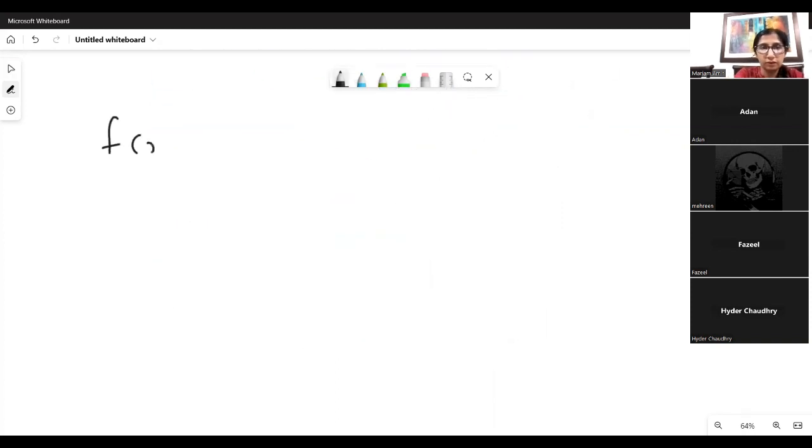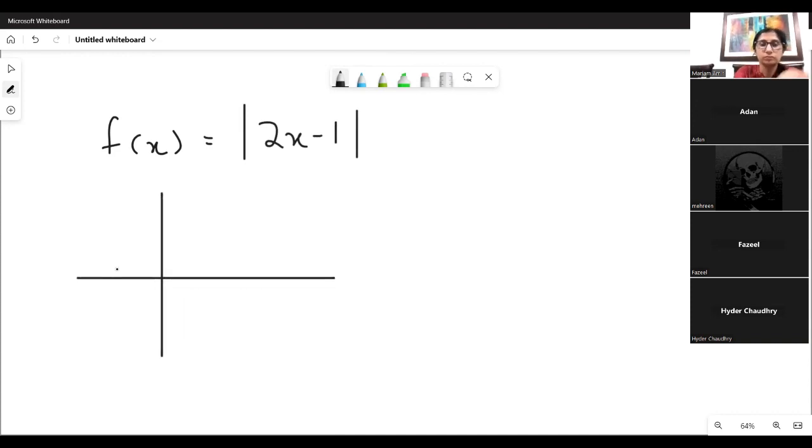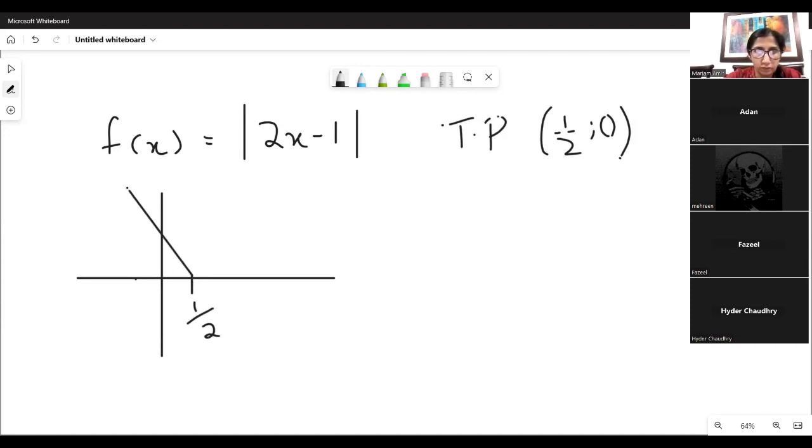f(x) equals modulus 2x minus 1. Okay, so what's the turning point? Half comma 0. Yes, half comma 0. Equate this to 0, you get x equals half, and there's nothing being added or subtracted here, so comma 0. So turning point or vertex is half comma 0. Okay, so half is, let's say, somewhere over here. Or graph would look like this.